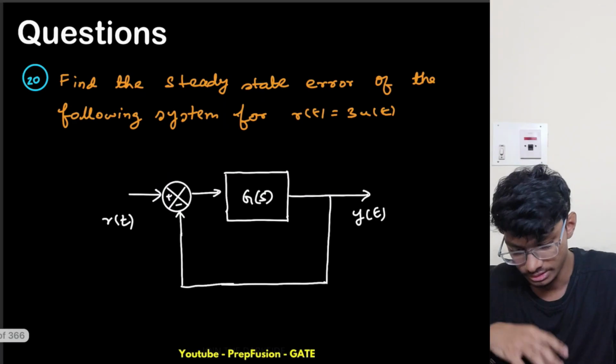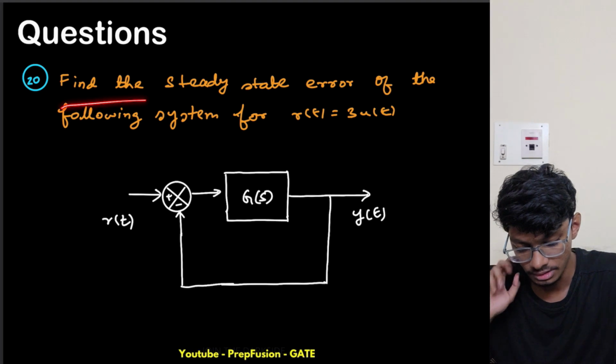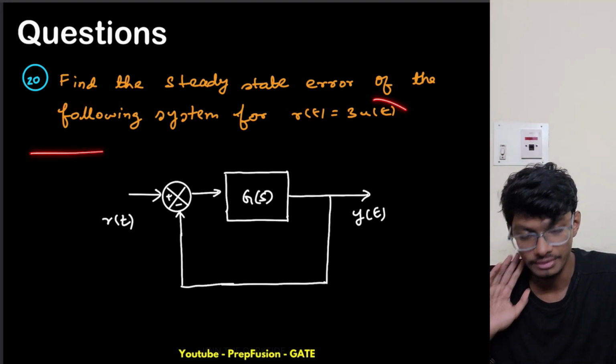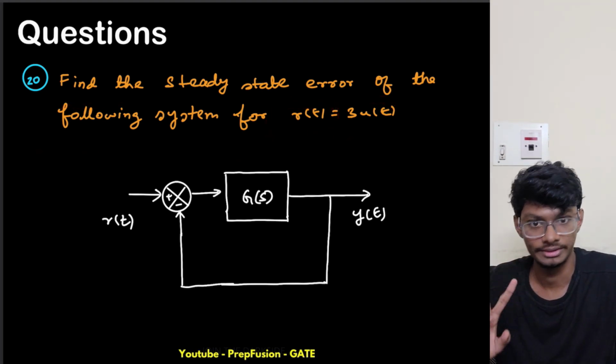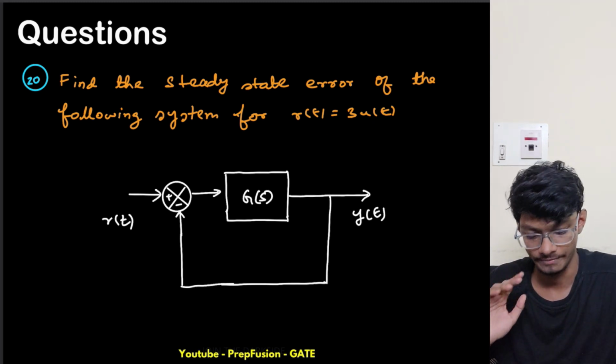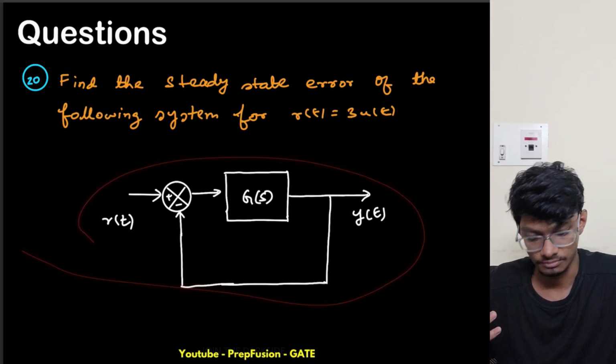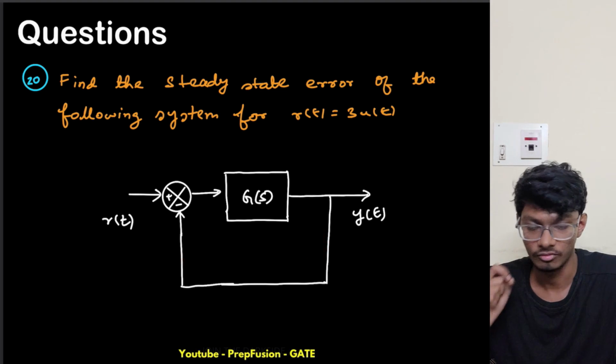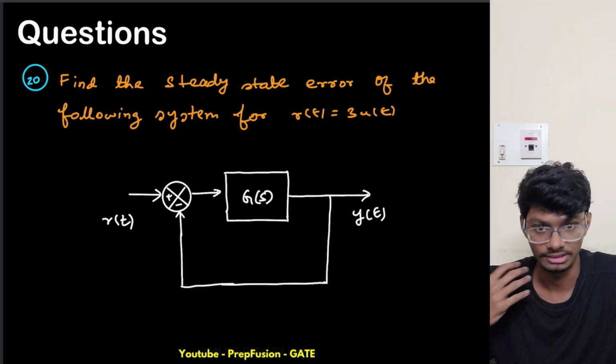In this question, we have to find the steady state error of the following system for r of t equals 3u of t. I have been given this unity feedback system, and I have to find the steady state error. But is anything else given?